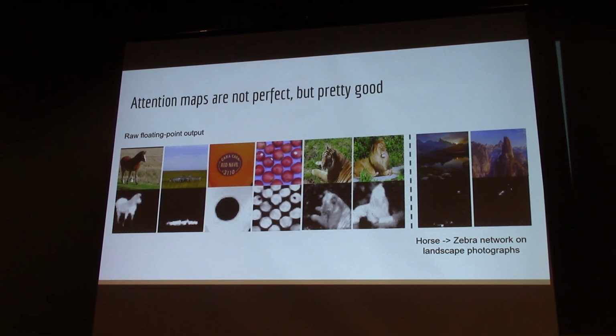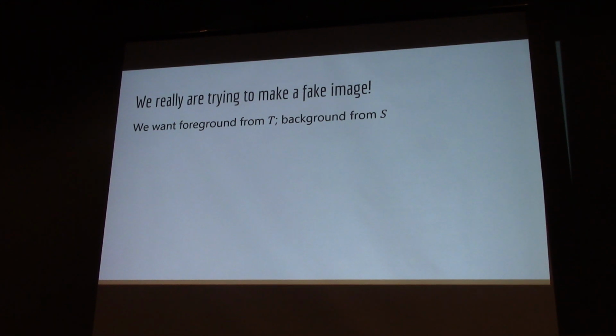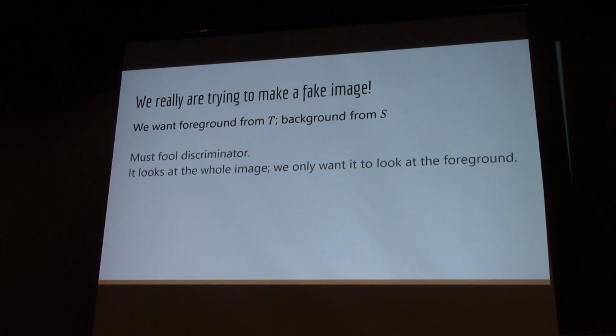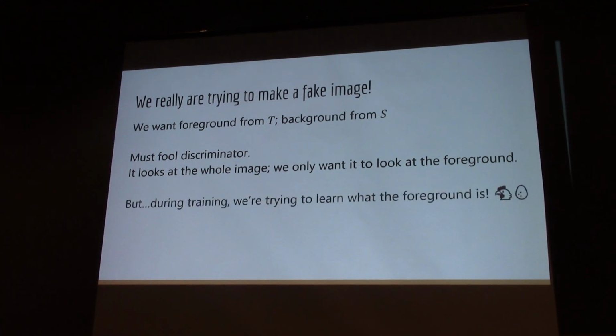Okay. So, this is the kind of weird situation, right? We're really trying to make a fake image. It really has the foreground from one domain and the background from another. So this shouldn't really work. It's a bit of a chicken and egg problem. I still have to fool the discriminator, but how does the discriminator know what to look at in this fake image if I just wanted to look at the foreground if I haven't yet trained the attention networks? So I have this chicken and egg problem where I wanted to just look at the foreground, but I haven't yet trained it to just look at the foreground.